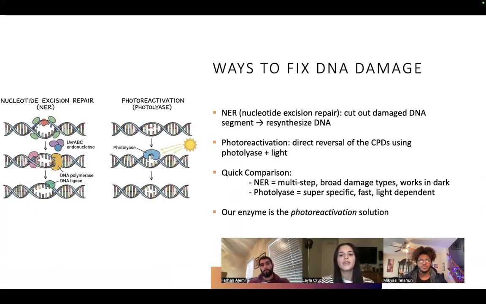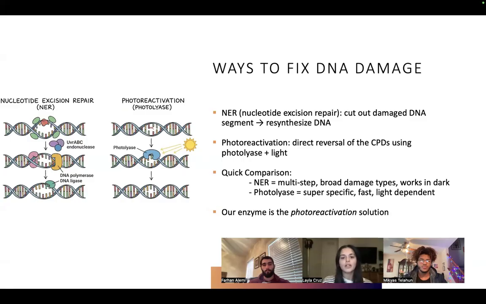So, two ways to fix this DNA damage include one being NER, which stands for nucleotide excision repair, which is when the damaged strand of DNA gets cut out and the undamaged strand is used as a template strand and then DNA is resynthesized. The other one is photoreactivation, which is a direct reversal of CPD using photolysis and light.